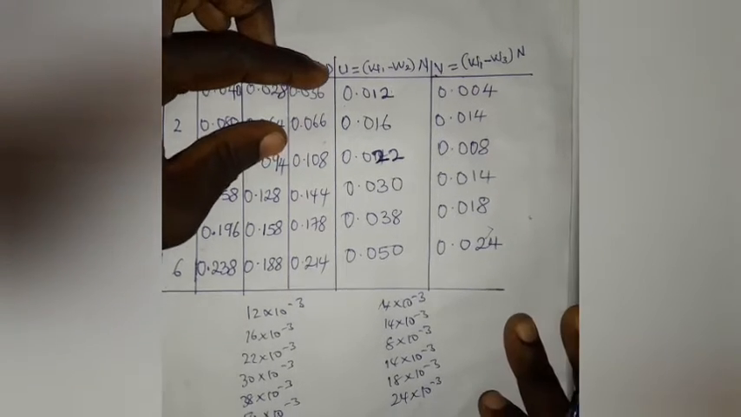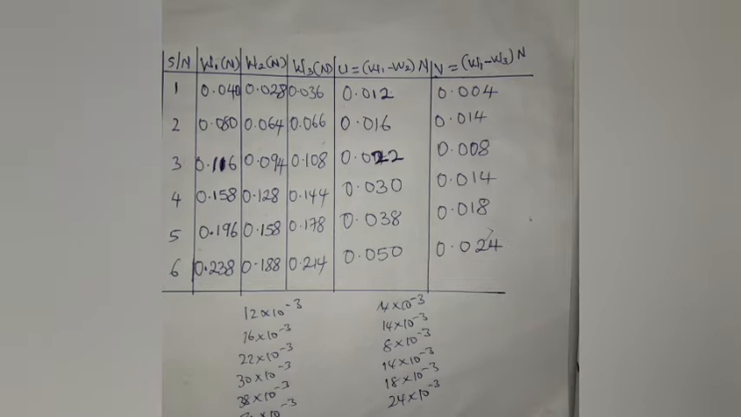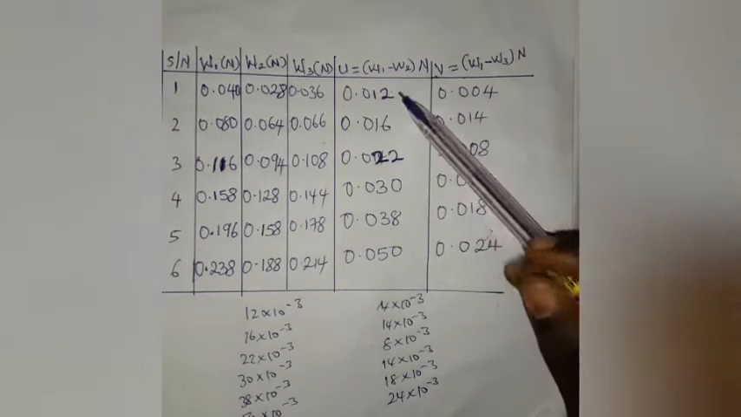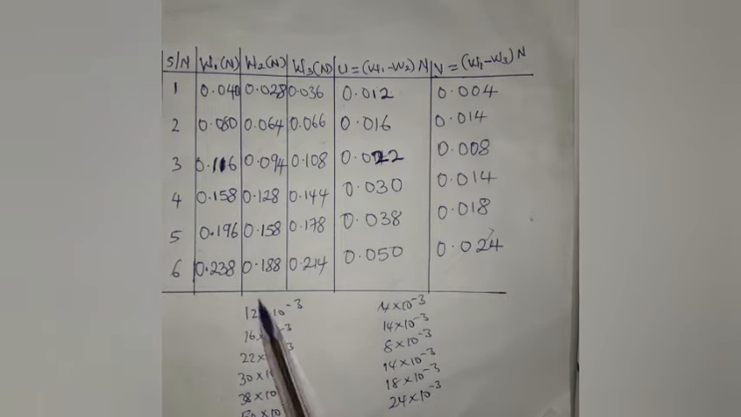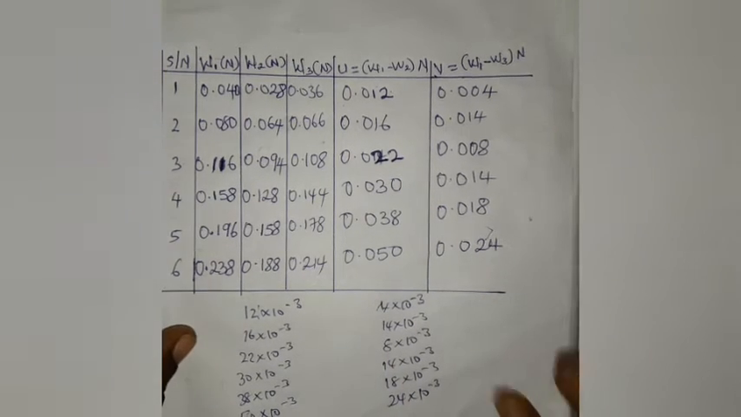Now, the essence of doing this is this. When I want to draw on my graph, instead of looking for a way to fix these smaller numbers, I'll fix these whole numbers here, and I'll express all of them as a power of what? 10 raised to the power minus 3. Same with this. Now, this is what I have done.